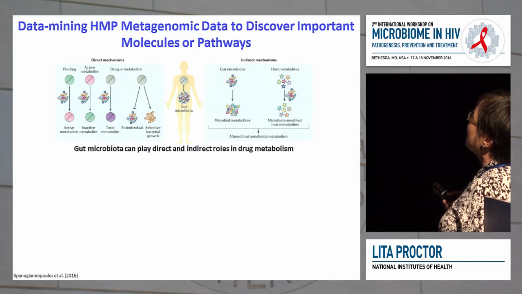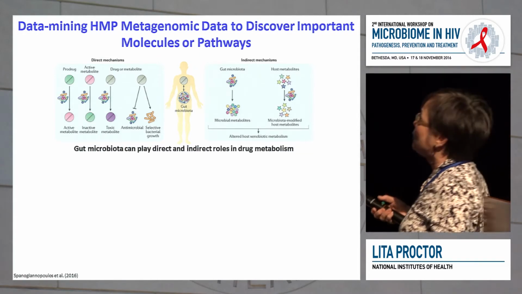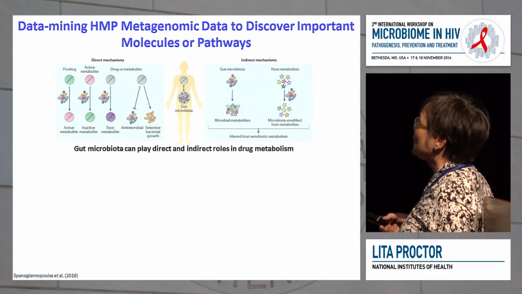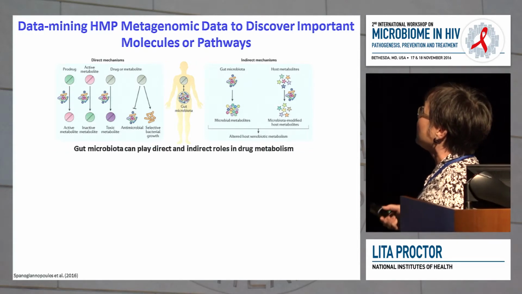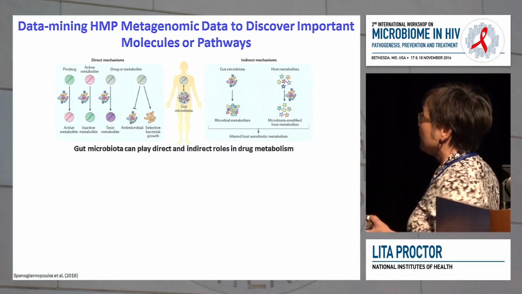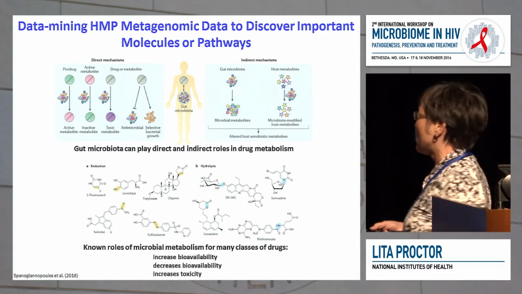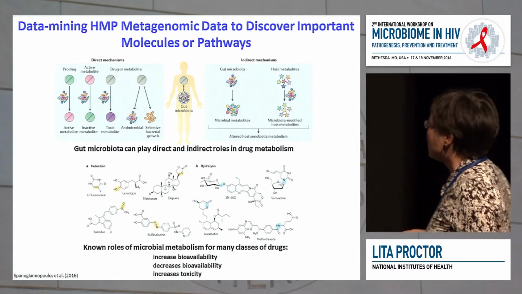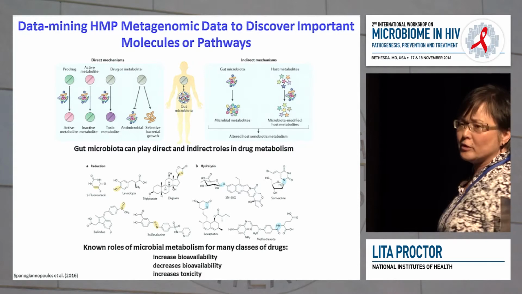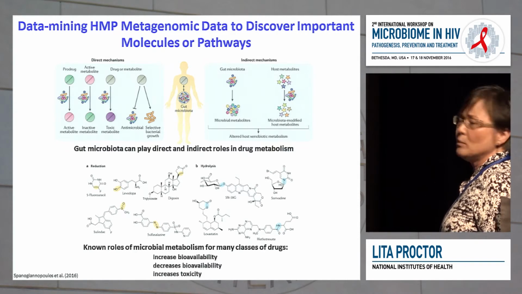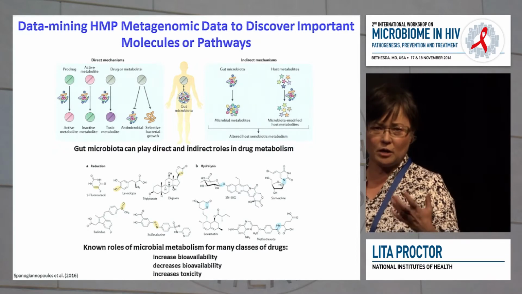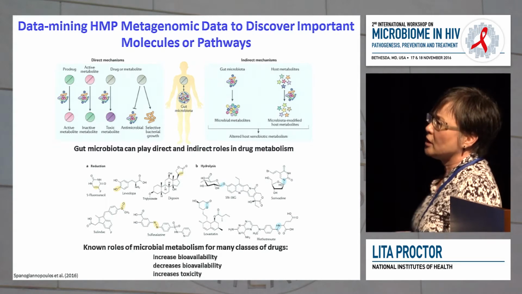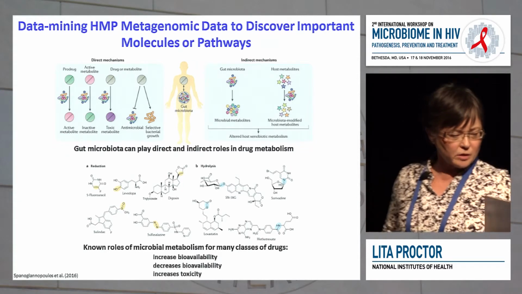And we know that the microbes carry out all kinds of metabolic processes. So you can actually data mine the HMP metagenomic data to discover important molecules or pathways. We certainly know that the gut microbiome can play both direct and indirect roles, for example, in drug metabolism, and we have lots of examples of the known roles of microbial metabolism for many classes of drugs. Some microbes increase the bioavailability of some drugs. Some microbes decrease the bioavailability of other drugs. And in some cases, your gut microbiome can actually increase the toxicity of a drug that you're given by your doctor. So we already have lots of classic examples of the role of the gut microbiota in altering drugs that are given for a disease.